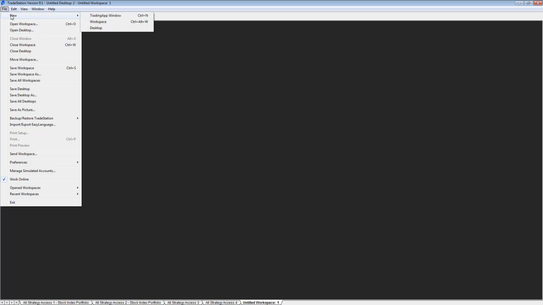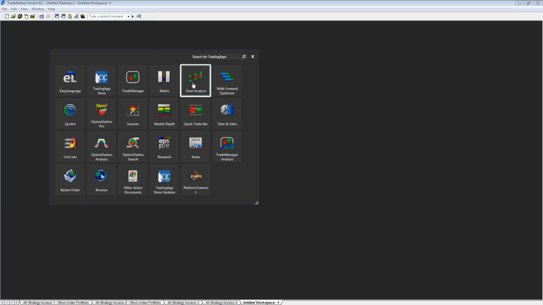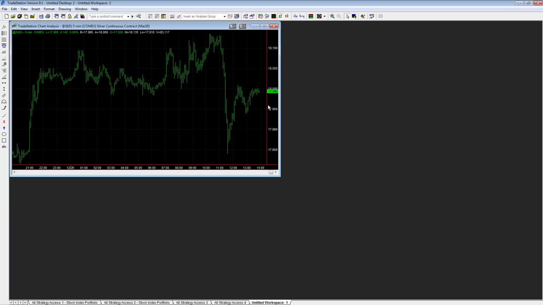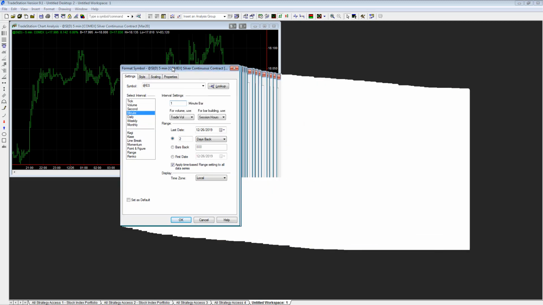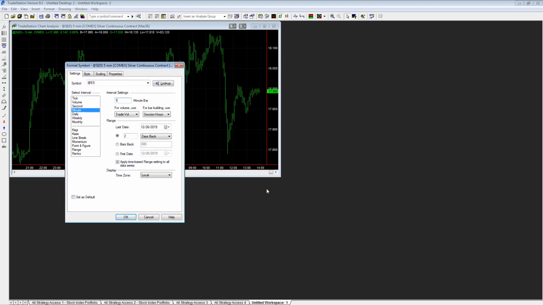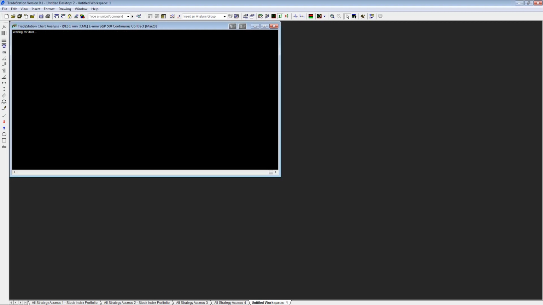So I'm going to go to File, New, Trading App Window, Chart, similar and different versions of TradeStation. We're doing it in 9.1 right now, but it's similar regardless of what version you're in. So @ES is what we're taking a look at generically. We're using the continuous contract symbol. So we're going to go back to 1/31/2016 and I'll let that load.